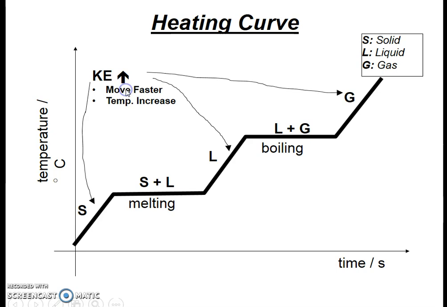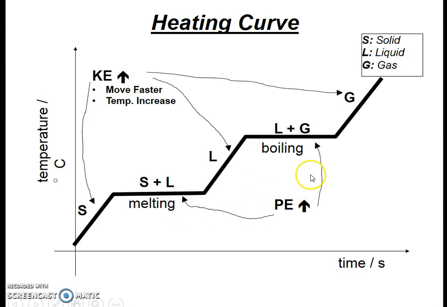What does that mean? Basically, it means the molecules are either vibrating faster, moving faster, or flying past each other faster, and there is also a temperature increase. What about the flat lines? Flat lines simply mean potential energy is increasing. As you add heat, because throughout this entire heating curve I'm always adding heat, where does the heat go? It either goes to kinetic energy or potential energy.